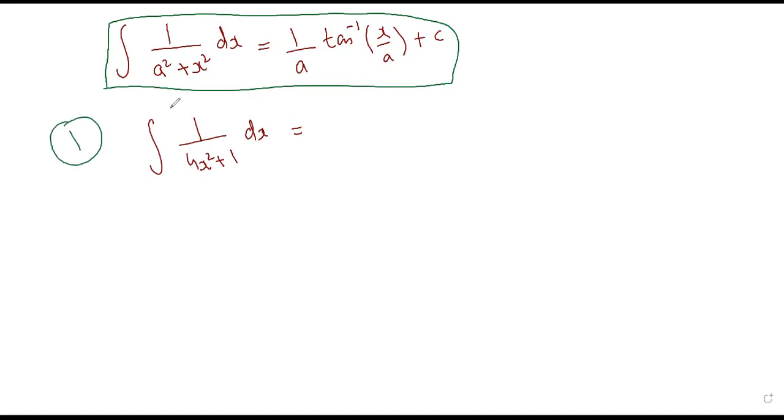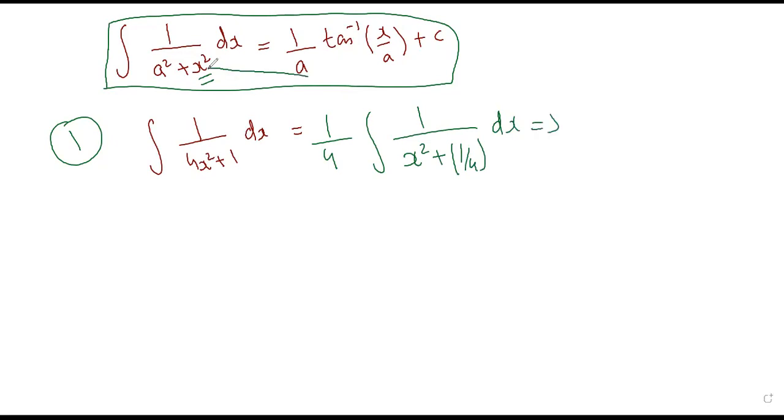Now you need to make things look alike. You have x square here and you have 4x square here. So you need x square here only. So you will take 4 common. Obviously you cannot take 4 common, you will take 1 by 4 common, right? This is basic maths. So you will get 1 over x square plus 1 by 4, and now you have x square. You are done with this part, but you need a square, and this is 1 by 4. So you basically need to think of the under root of this number.